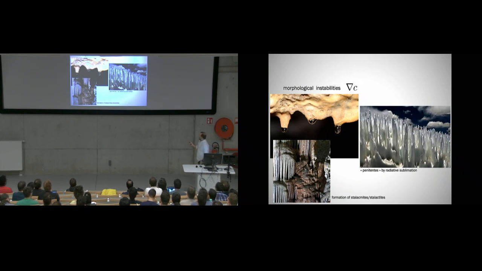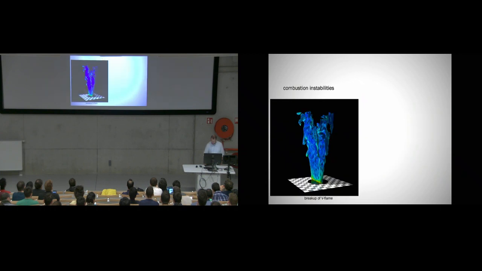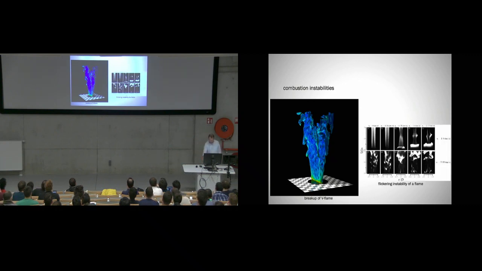Same thing goes for the thing that's called penitentes. These are ice sculptures, so to speak, in the Andes. They're about 2 meters high. You can walk in between them if you dare to do so. And that's a radiative sublimation instability that actually forms the penitentes and sets the scales in the spatial directions. And finally, combustion instability. In that case, of course, it's reactive flow. You have all kinds of instabilities on that one.